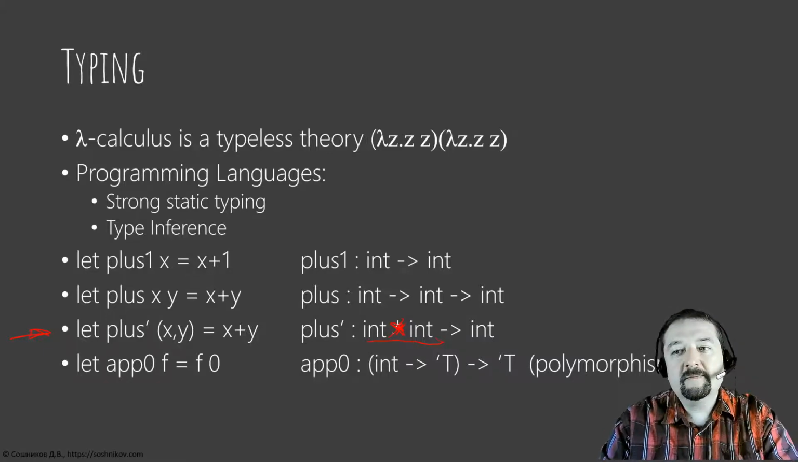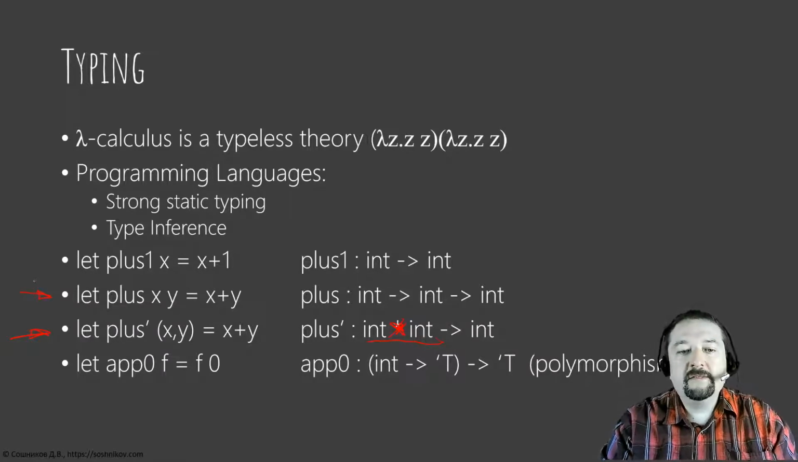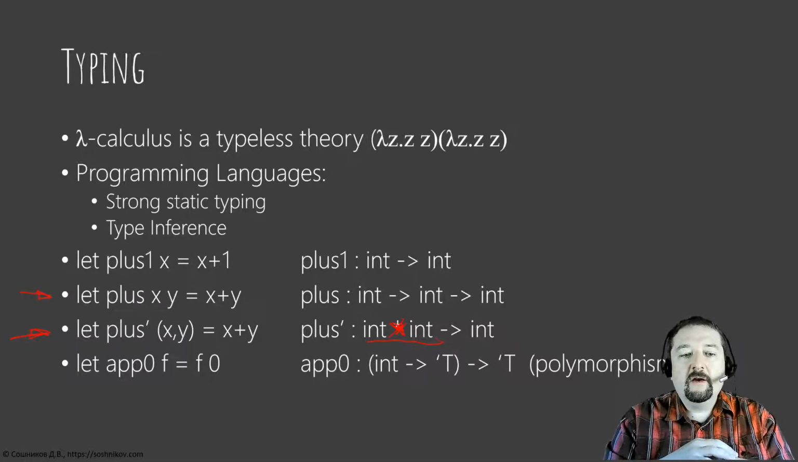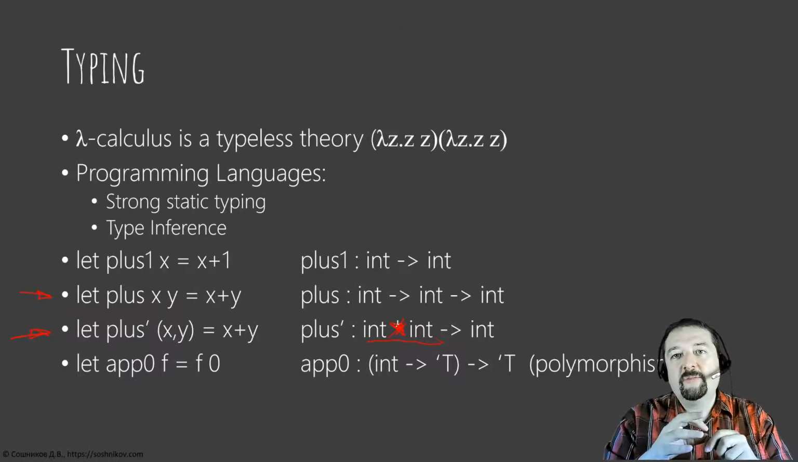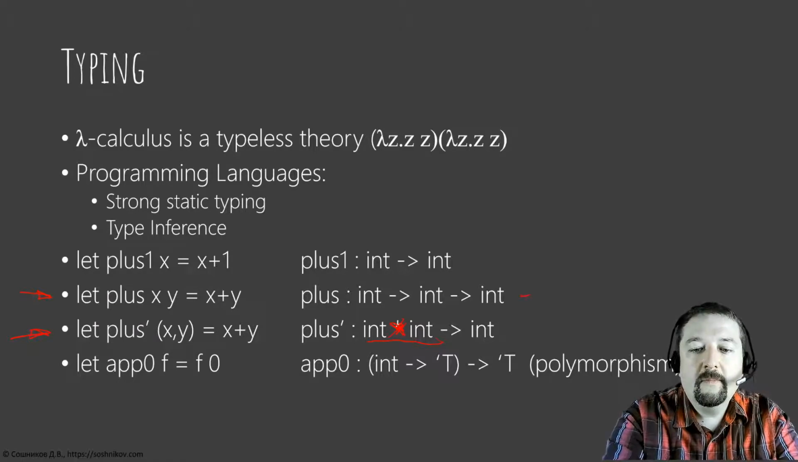Int times int means Cartesian product, right? Like this in mathematics. Now, if I write it in this form, which is called curried form. Haskell Curry is the mathematician whose first name, Haskell, is used as a programming language, and Curry is used as the notion of currying. Currying means writing a function of many arguments by many functions of just one argument. So this is called curried form, and this is called uncurried.